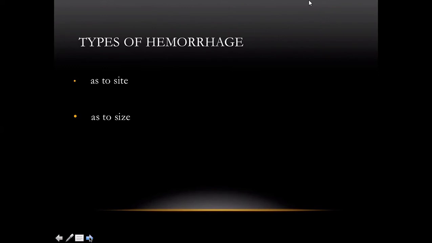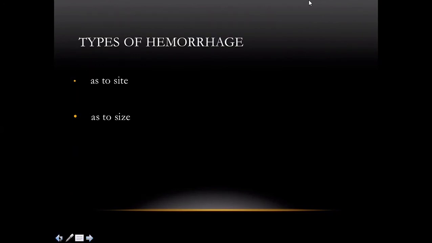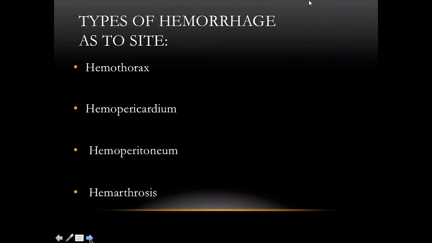Okay. The types of hemorrhage are classified as to site and as to size. Site and size. As to site, of course, location. If this is found in the thorax, it's called hemothorax. In the pericardium, hemopericardium. In the peritoneum, hemoperitoneum. In the joints, hemarthrosis. So when it is blood, hemo. When it is water, hydro. Okay, this terminology.